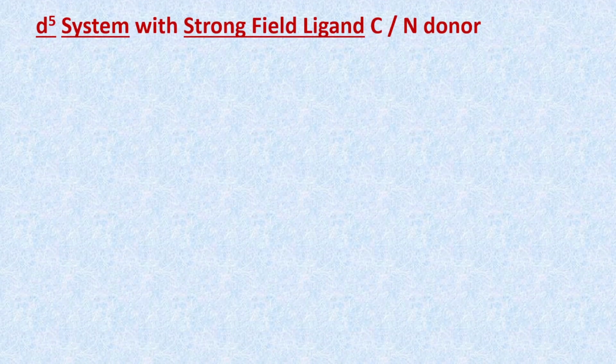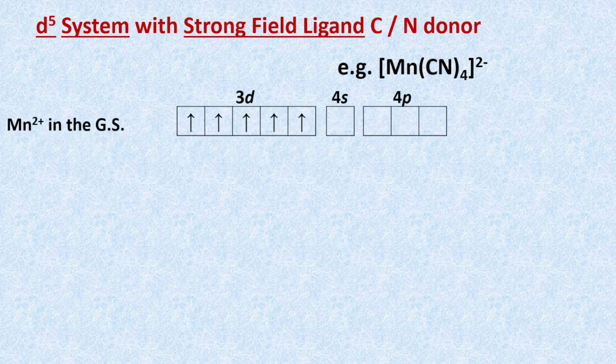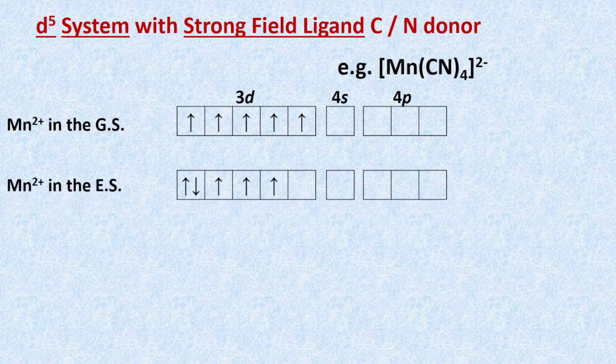Okay, consider a d5 system with strong field ligand, carbon or nitrogen donor. Example, hexacyanomanganate, charge 2-, ion. The atomic number of manganese is 25 and its oxidation state in this complex is +2. So the valence electronic configuration is 3d5 4s0 4p0. It has no vacant 3d orbital while the ligands in this complex are carbon donors. So rearrangement of the electrons has to take place in the excited state to vacate one 3d orbital.